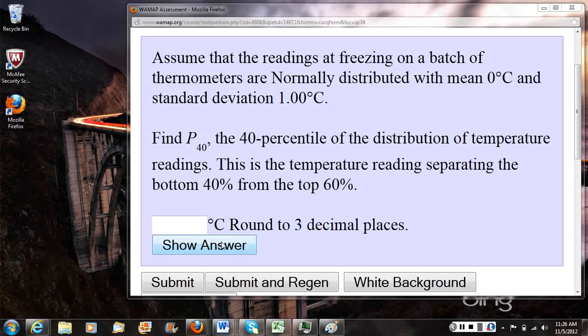Welcome back. Hello, testing. Okay, looks like audio is on, so let's take a look at this problem.